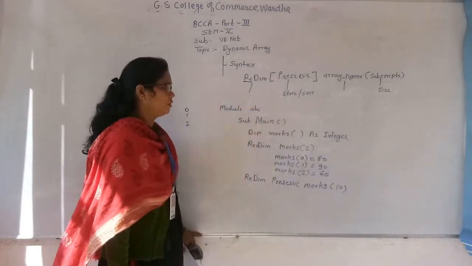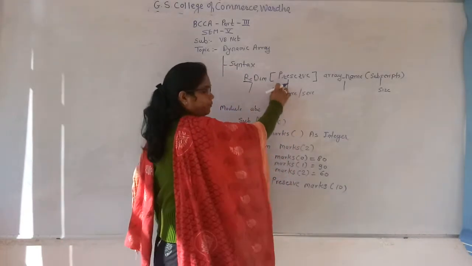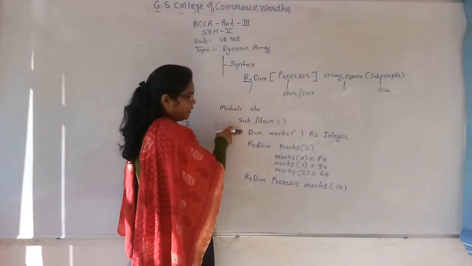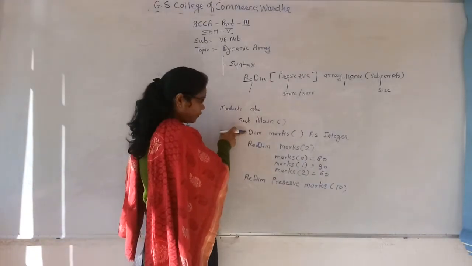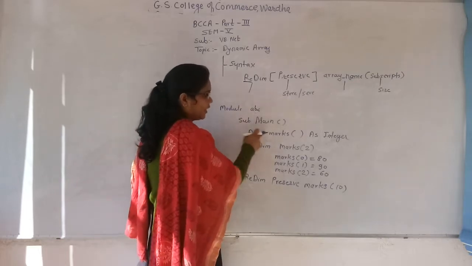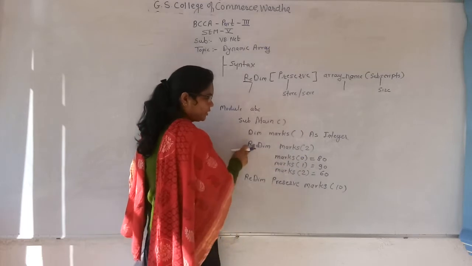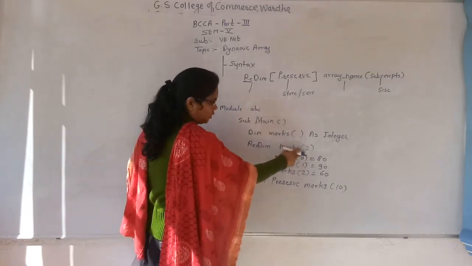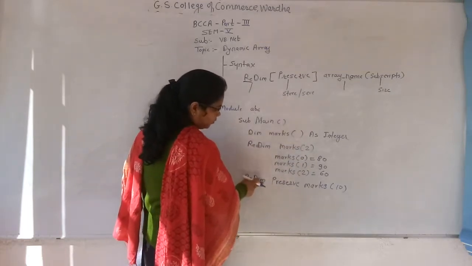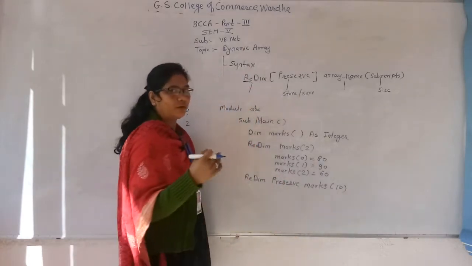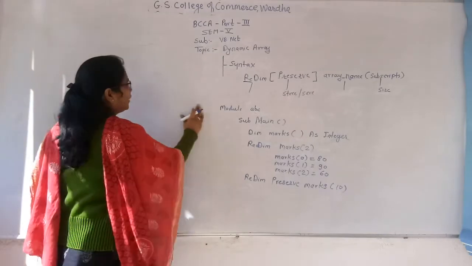Now you understood the Preserve statement very well. How? Look, here I just declare the array with an empty subscript. After that I use the ReDim statement with 2, and then I use ReDim Preserve marks(10). What happens in the compiler?